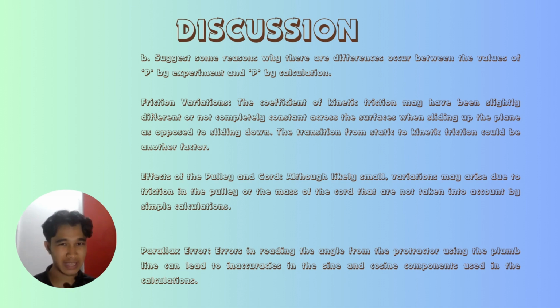Although small, variations may arise due to friction in the pulley or the mass of the cord, which are not taken into account by simple calculations. The last one is parallax error. Parallax errors in reading the angle from the protractor using the plumb line can lead to inaccuracies in the cosine and sine components used in the calculations.